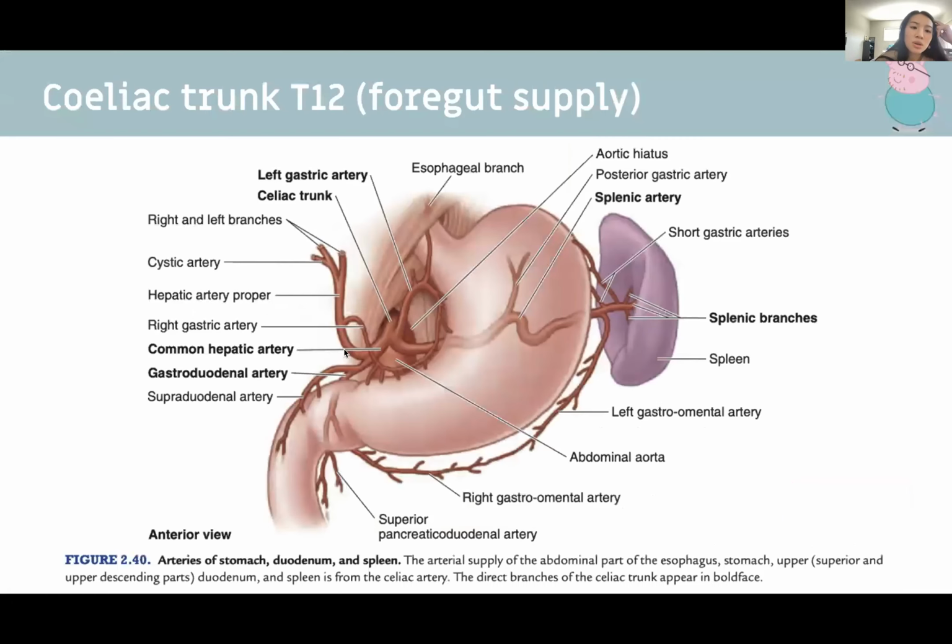Just remember that. Celiac trunk, T12. Practice drawing this, practice this anatomy. You just need to know this very well. Know which arteries are which, know which arteries supply what. Don't need to go into too much detail, but learn everything that is on this slide at least. They do love to ask things about the spleen, the splenic artery, and all of that. So learn that well. And also know the common hepatic artery and stuff like that.